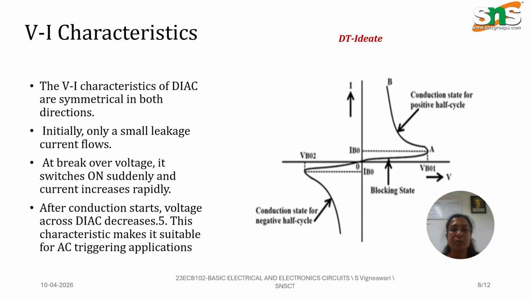Next we'll discuss the VI characteristics of the diac. The graph of voltage versus current is symmetrical in both directions, as you can see. Initially, when the voltage is low, only a very small current flows. As the voltage increases and reaches the breakover voltage, the current starts to rise. The voltage across the diac decreases even though the current increases. This behavior is known as negative resistance. Because of these characteristics, Diac is very suitable for triggering and switching in AC circuits.